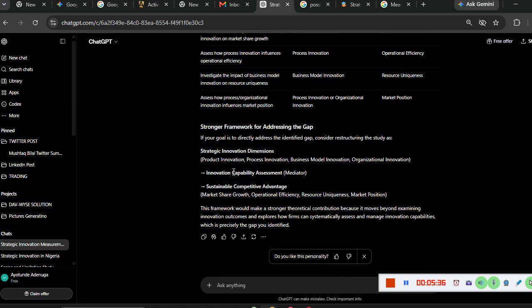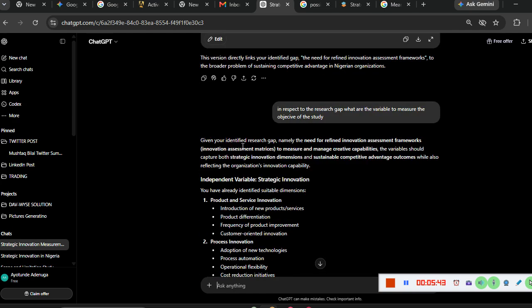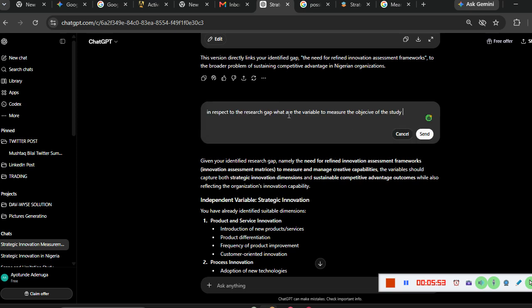So this is the revised approach to getting your chapter one. After you have identified your research gap, the way I prompt it is to measure variables to measure the objective of the study, or let me reprompt it and say, in response to the research gap, okay, let's say, formulate. So let's see what we'll get.